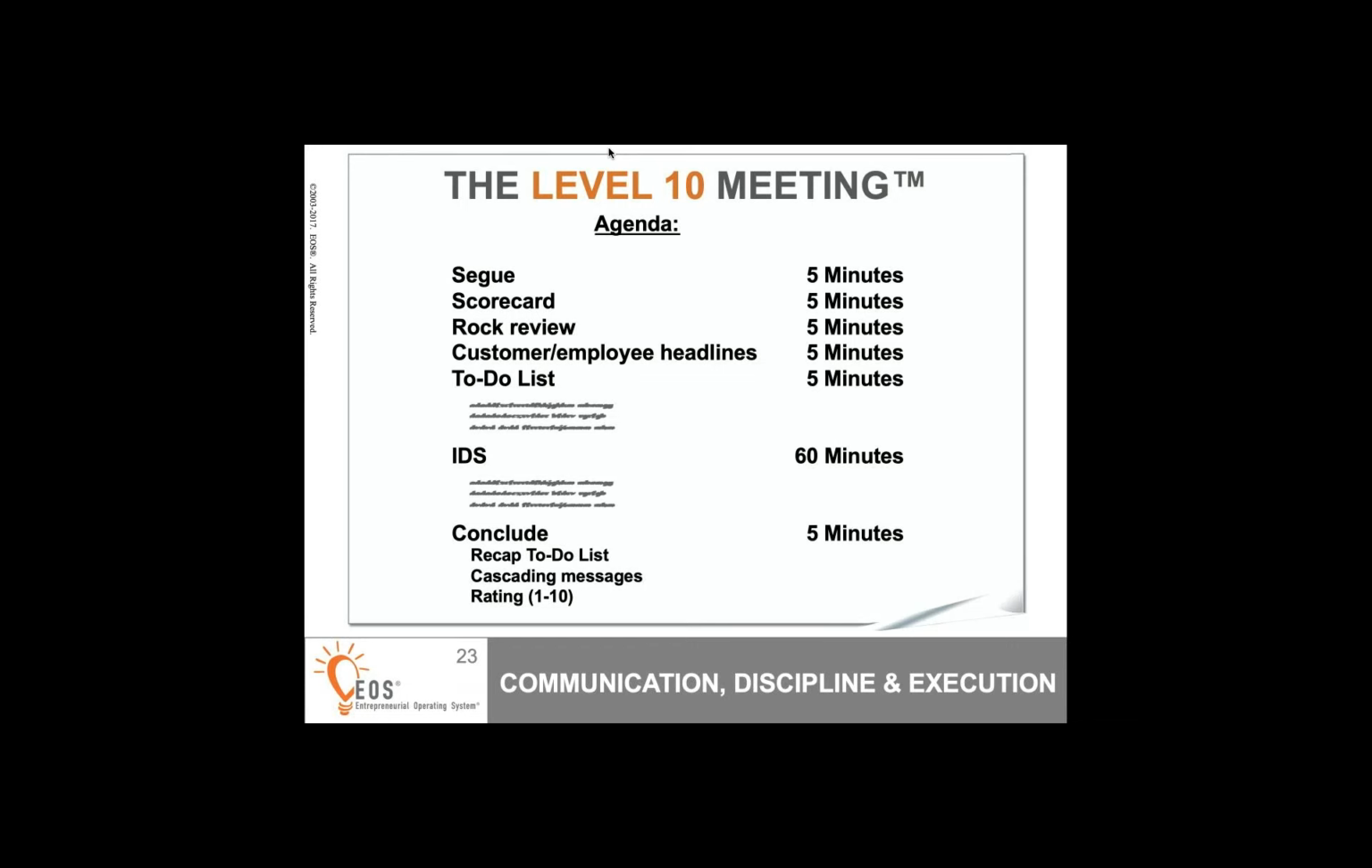And then we always conclude 5 minutes before the meeting's over. We recap our to-do list, making sure it's really clear what everybody's committing to get done in the next 7 days. If there are any cascading messages, which are things that need to be broadcast out to your organization, and then a 1 through 10 rating. Basically, how did we do today? 10 being the best. If there's anything below an 8, you stop and you say, okay, why? And this is self-correcting. So you want to get everyone on your team to give you some feedback, so week after week, you're running better and better level 10 meetings and making it worth everybody's time.